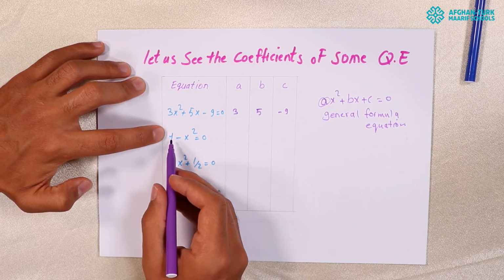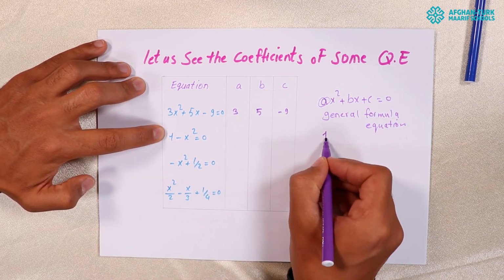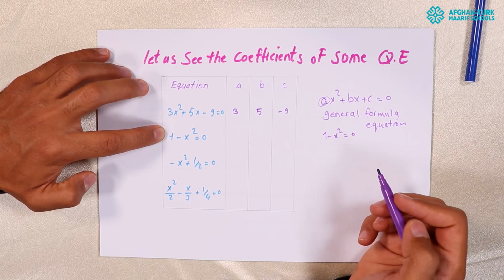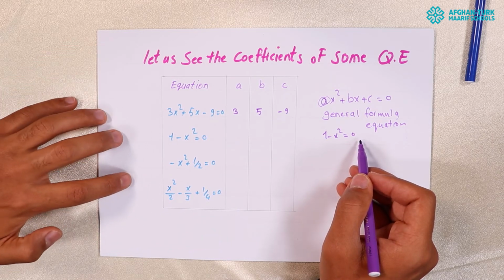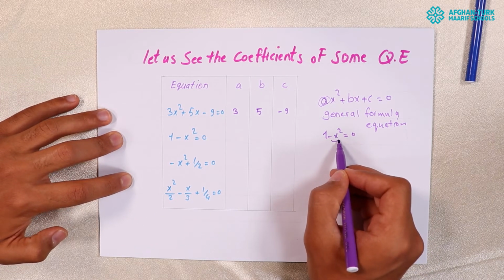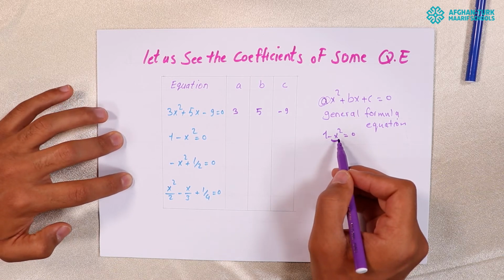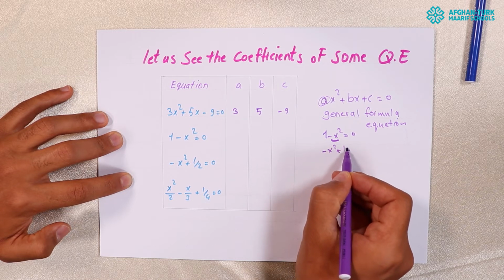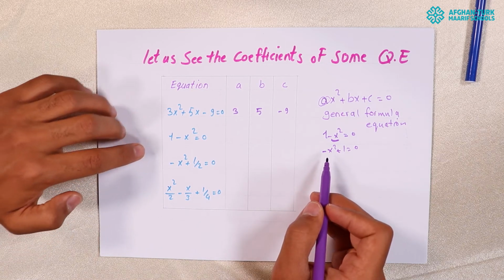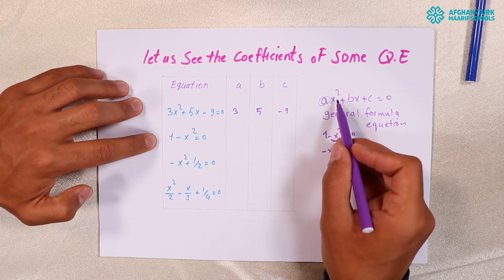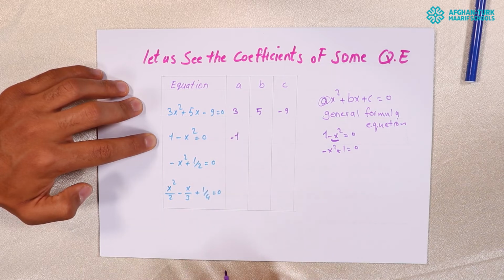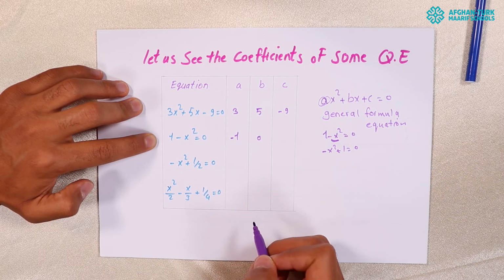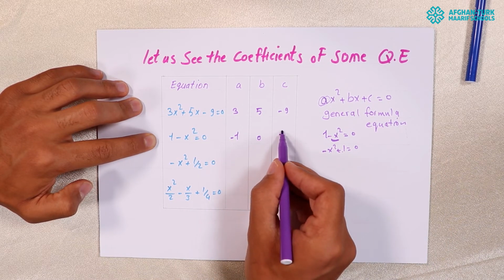Look in here. 1 minus x squared is equal to 0. This is not written in standard form. So in order to write it in the standard form, first our lead term, or our variable with the highest power, should come first. So minus x squared plus 1 is equal to 0. This is the standard form, okay? So minus x squared, ax squared. So a is equal to minus 1. Am I right? We don't have any bx. So b is equal to 0. And c is equal to 1.